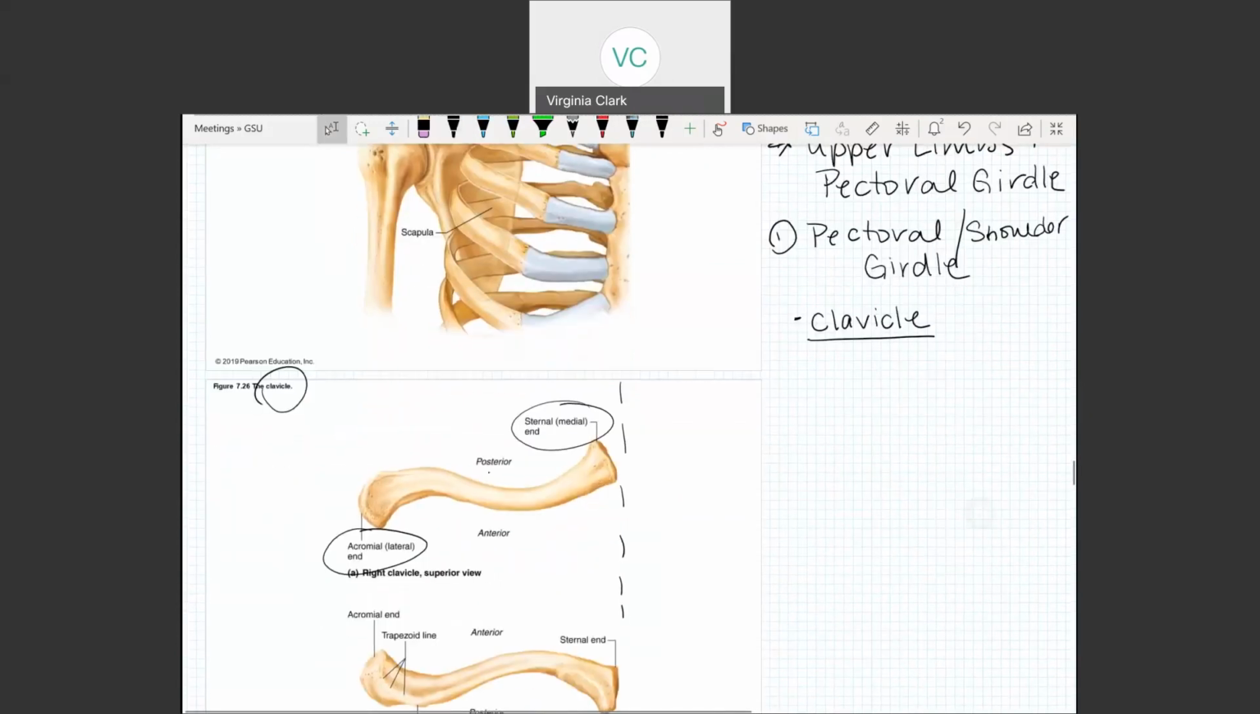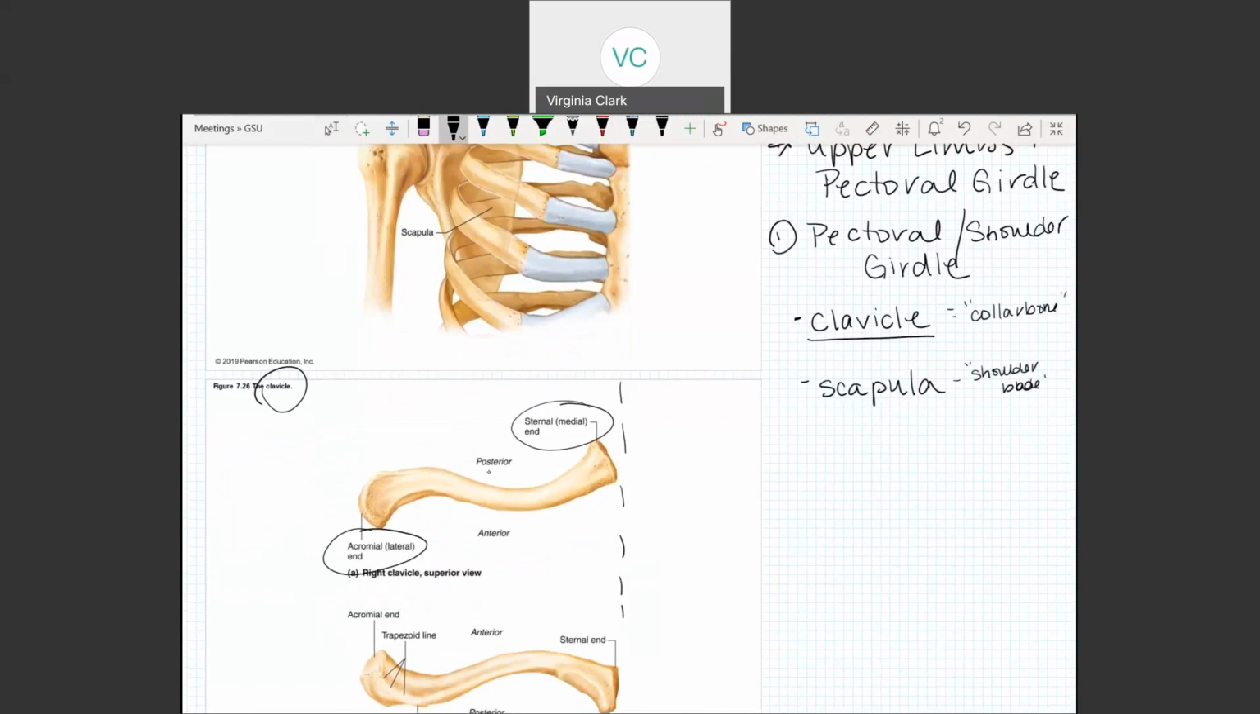The next bone that makes up the pectoral shoulder girdle is going to be your scapula. So this would be our shoulder bone, collarbone. It's not the technical term, but it helps you remember where they are. Where your scapula is going to be your shoulder blade.